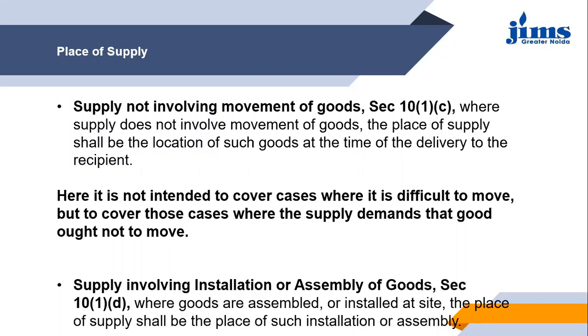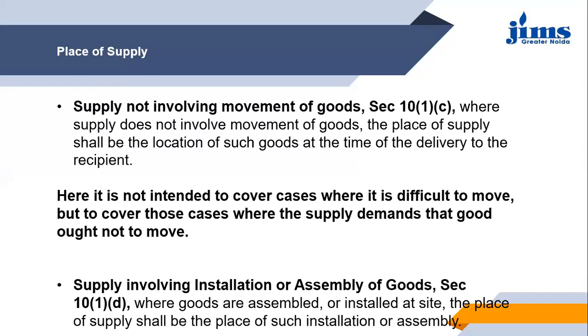Now, the point says where supply does not involve movement of goods, where there is no movement of goods, the place of supply shall be the location of such goods at the time of delivery to the recipient. It simply says that under this situation, where the goods are not moving, goods are not changing their place, then whatever is the location of the goods at the time when the delivery of the goods has been made to the recipient, that location will be considered as the place of supply.